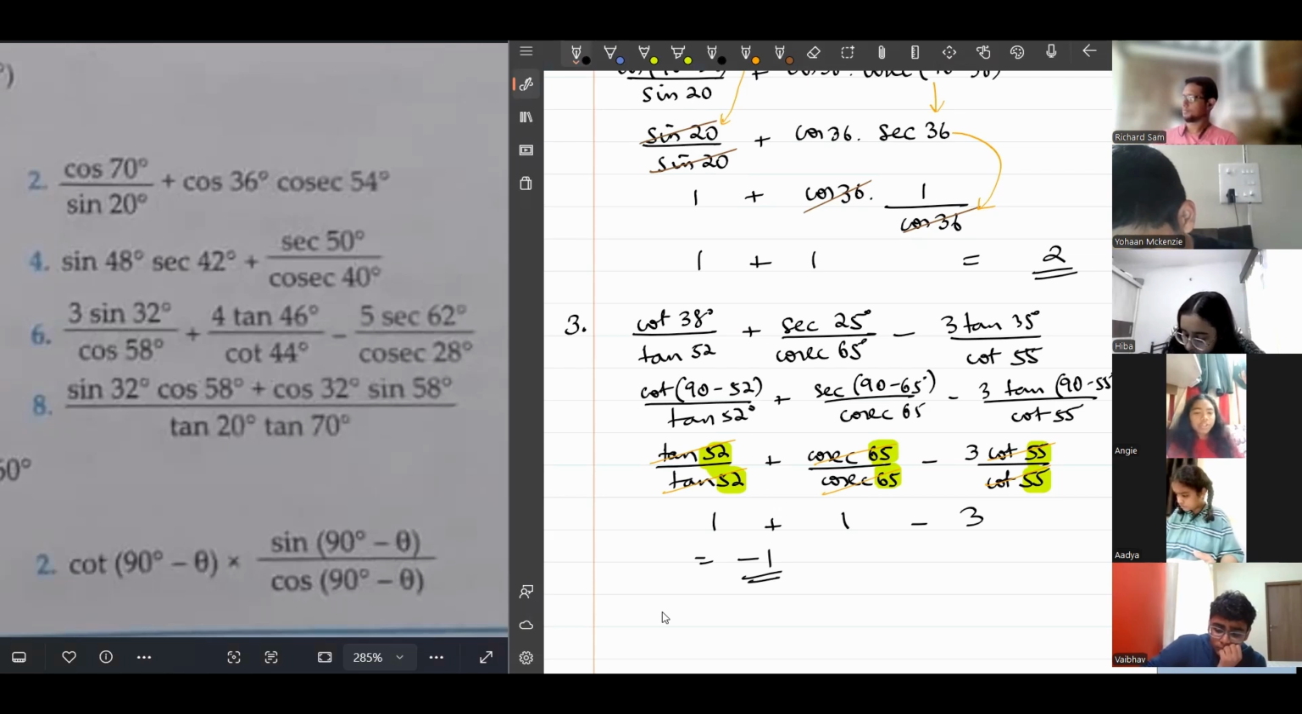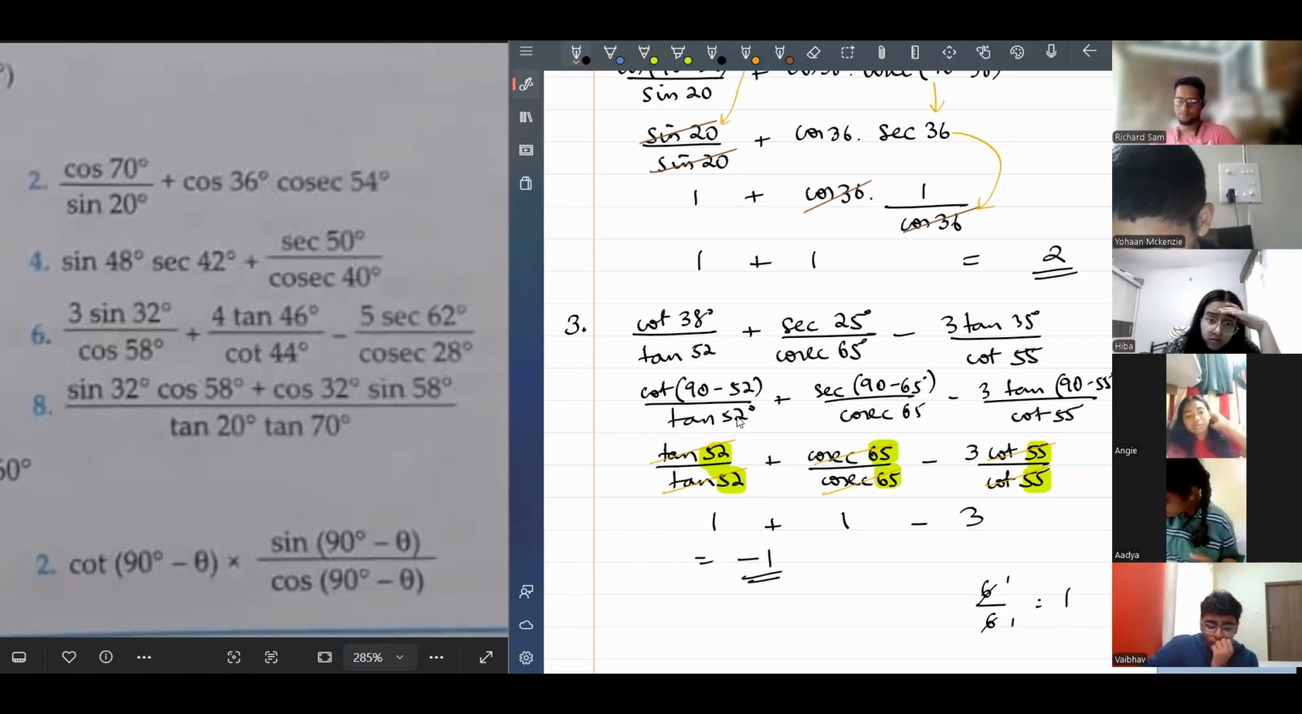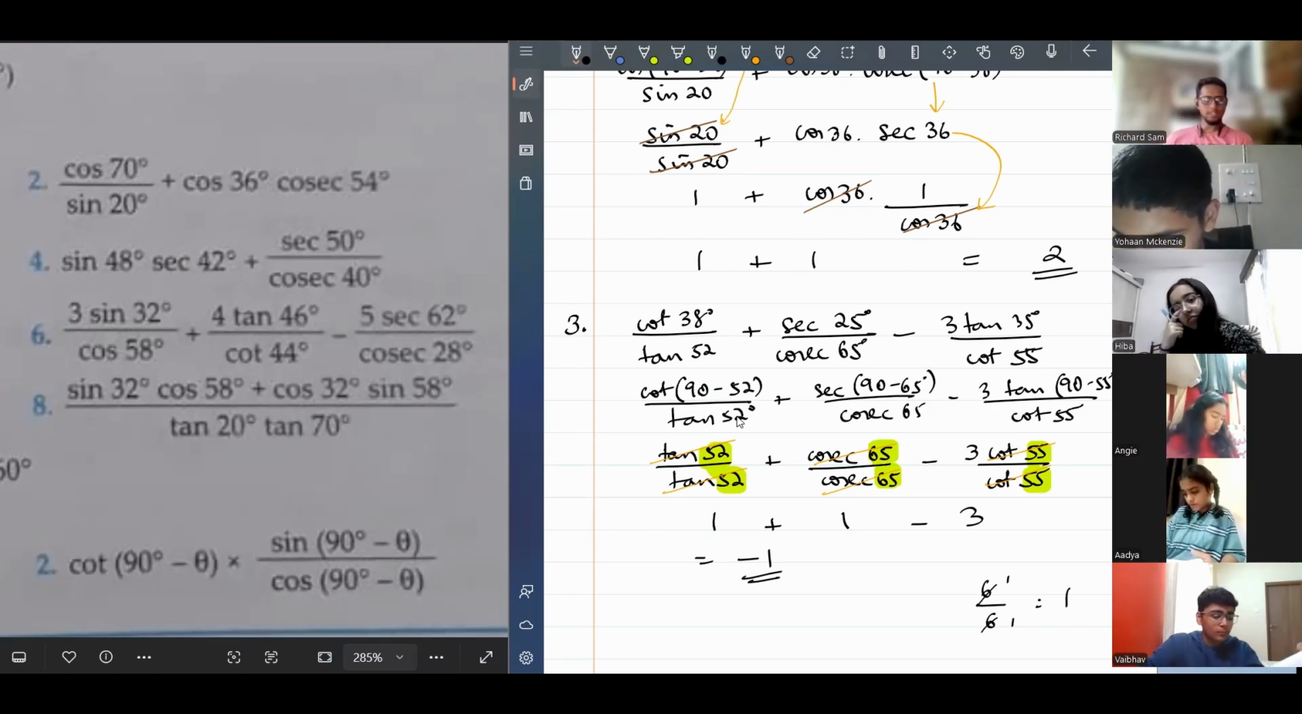Anna, how did we get 1 plus 1? Understand how we got 1? When we cut them off, no? Anything that's the same numerator and denominator becomes 1, right? For example, if you have 6 upon 6, and if you cut them, 6 ones are 6, it becomes 1, right? The same way, if numerator and denominator are the same, the fraction is 1. Okay, thank you. Okay, anyone got the 8th one?